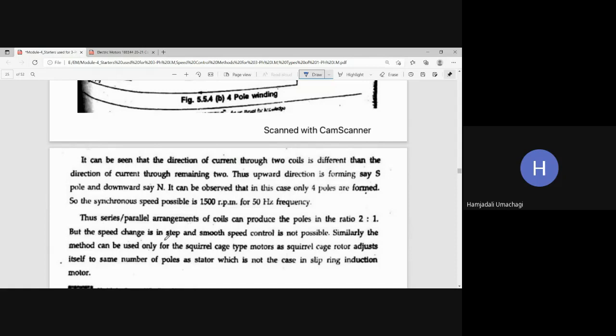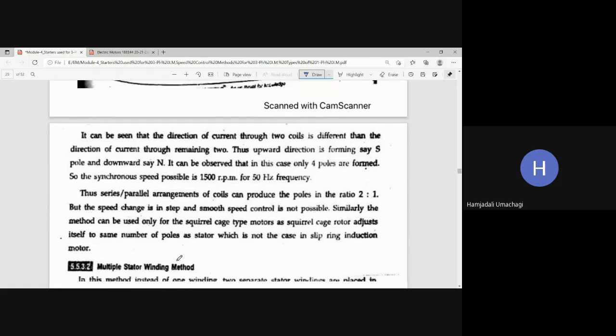Similarly, the method can be used only for squirrel cage type motors, as the squirrel cage rotor adjusts itself to the same number of poles as the stator, which is not the case in a slip ring induction motor. So this method is used only for squirrel cage induction motors, where the rotor can adjust to the number of stator poles, but this cannot be applied to slip ring induction motors. The consequent pole changing method is applied only for squirrel cage induction motors.